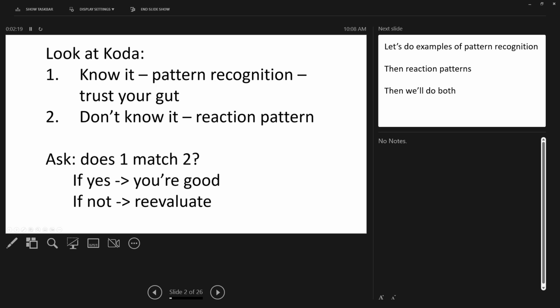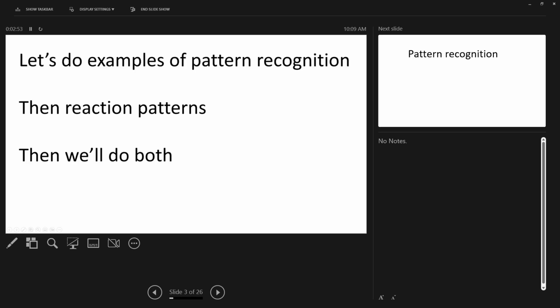Now, whether you know something or you don't know it, I think it's always good to ask yourself, does what you think it is match what it should be on your reaction pattern? So, for example, if you see a patient with pink, purple, scaly papules on the lower legs, and you immediately look at it and you're like, this is lichen planus. And then number two, you run through the reaction pattern where this is epidermal, papular squamous, lichen planus. You see that those both fit, and that makes a lot of sense. If they don't fit, then I think it's worth reevaluating your differential diagnosis.